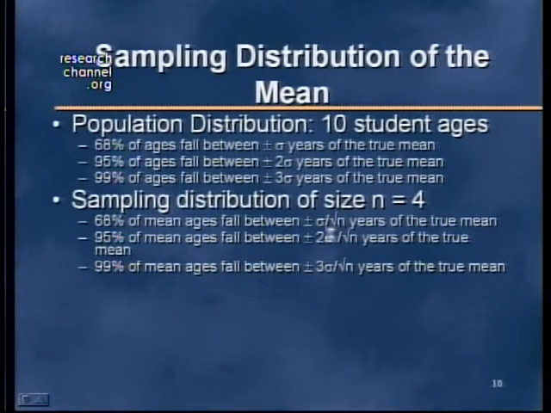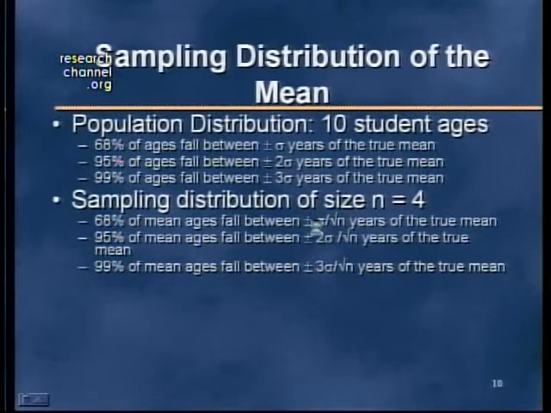You notice that there's a square root in the denominator of this standard error or standard deviation. So what this means is that the population distribution describes the spread in the ages. The sampling distribution is going to be more narrow, and depending on the sample size, as the sample size increases, what happens to this term? As n becomes larger, this whole term becomes smaller and the spread becomes less.